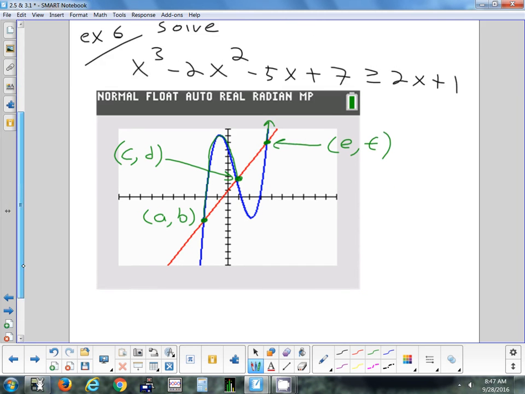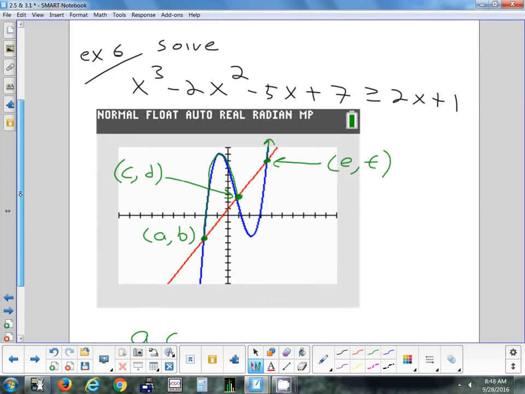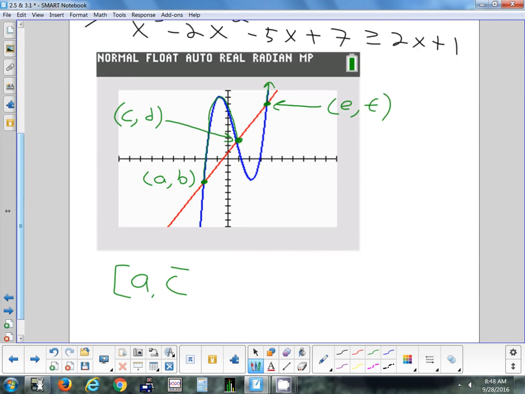Okay, whatever those are, you'd have to find them. Bracket or parenthesis on that? Bracket. Bracket, yep, because we have the equal to. So between A and C, and what other x values? Amanda? E to infinity. From E on to infinity.